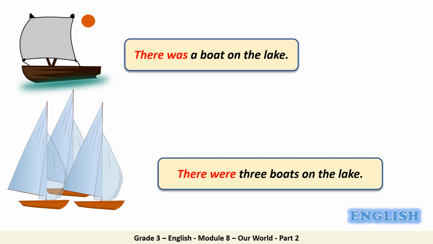Notice the words in red. There was and there were. What can you notice about them? Excellent! We use there was with the singular nouns. And we use there were with plural nouns. That's correct.